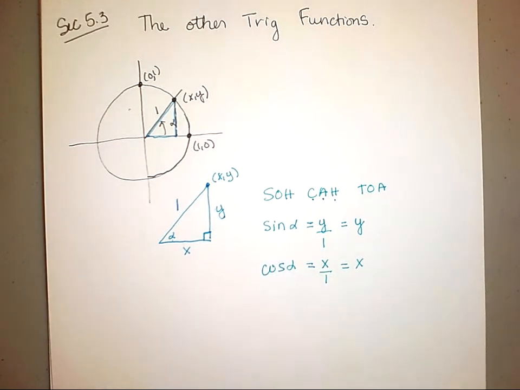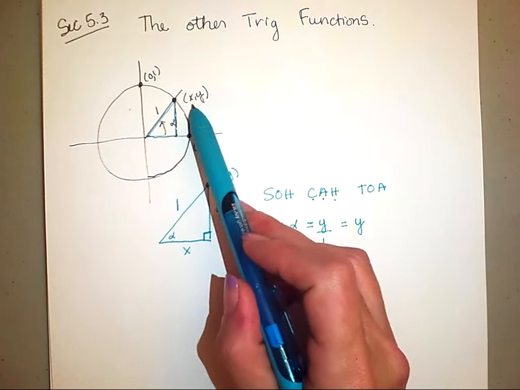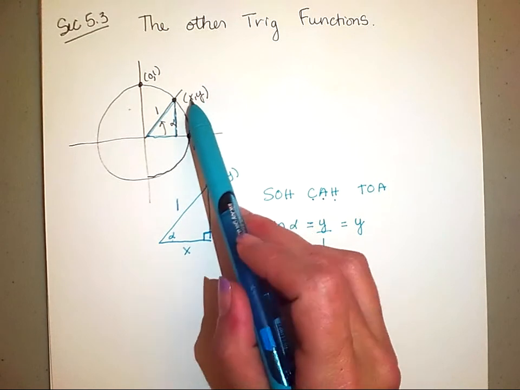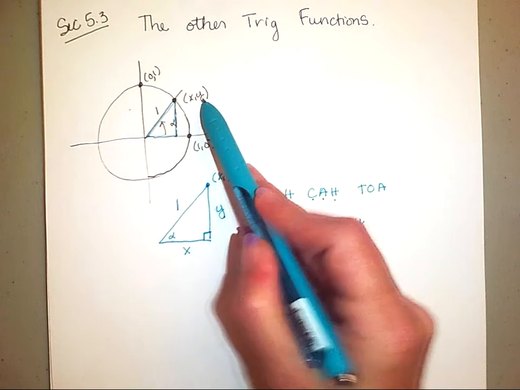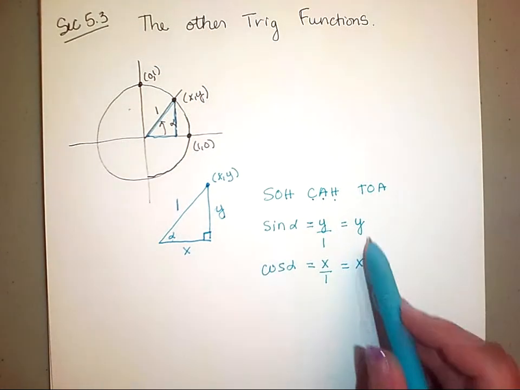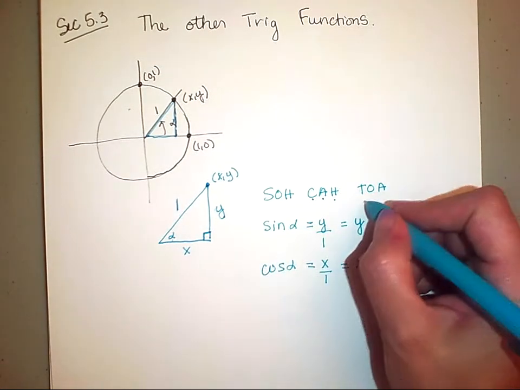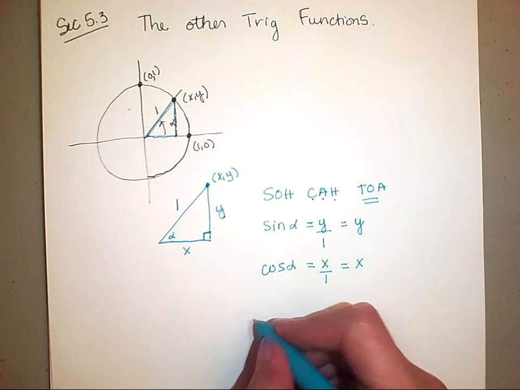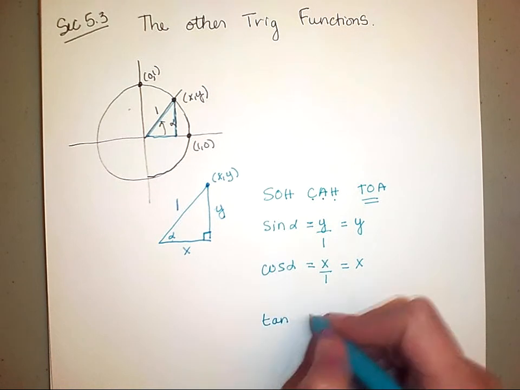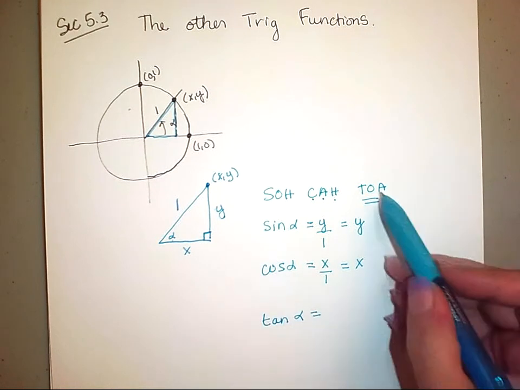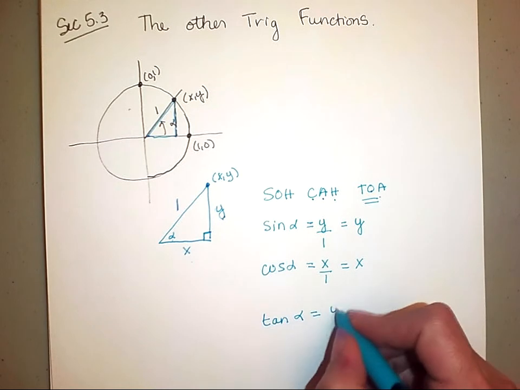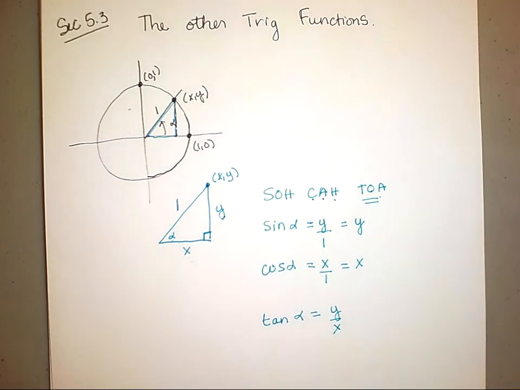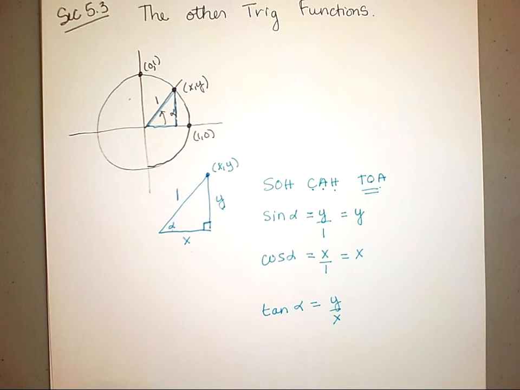So yesterday, when we were just reading around the unit circle for our coordinates to find the cosine and the sine, this is how we could do it. There is another function, called the tangent of alpha. And that is defined to be the opposite, which is y, over the adjacent, which is x. So these are our three main trig functions.